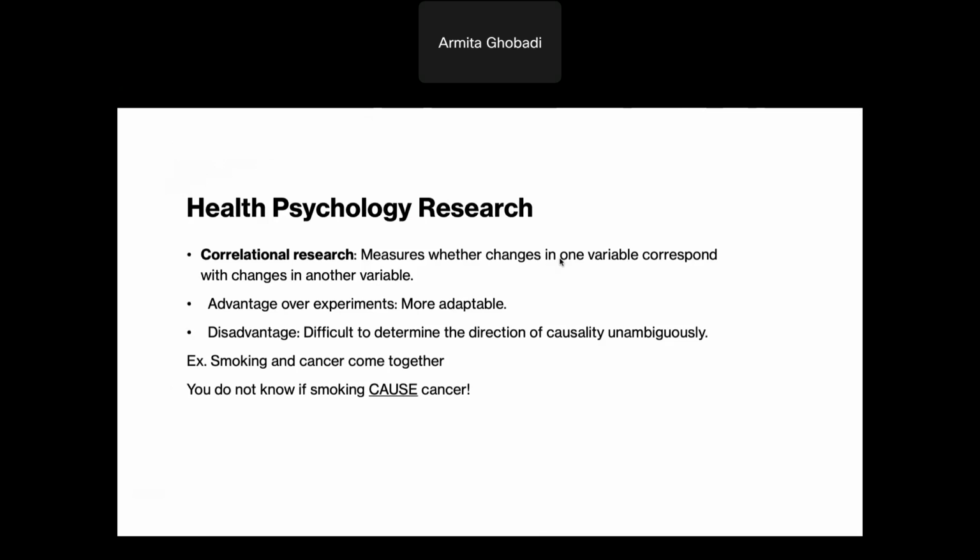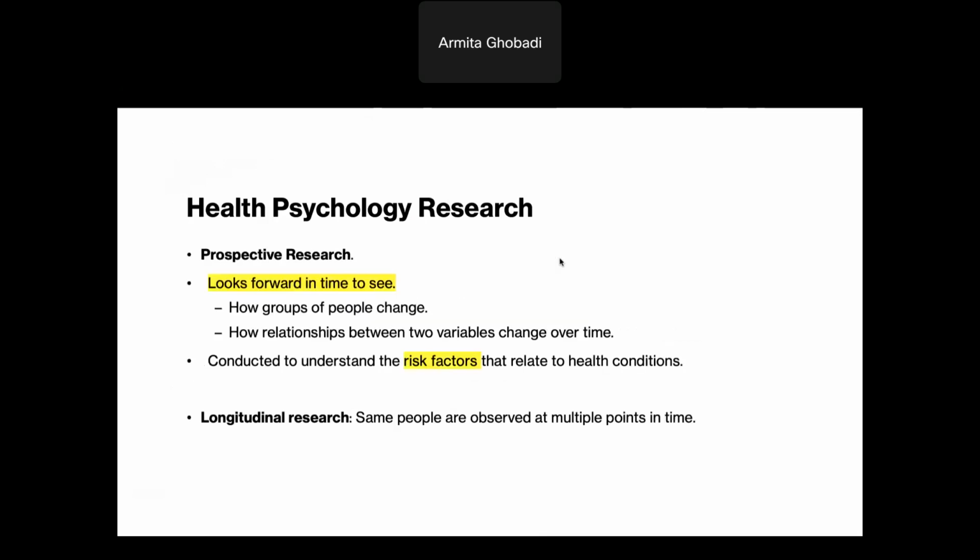For example, sleeping and memory recall: we don't know if sleeping more is going to cause a better memory recall, or maybe sleeping less, because there are some people who actually perform better whenever they are sleeping less, and that causes a better memory recall, and so on.